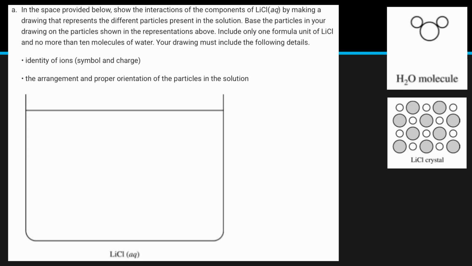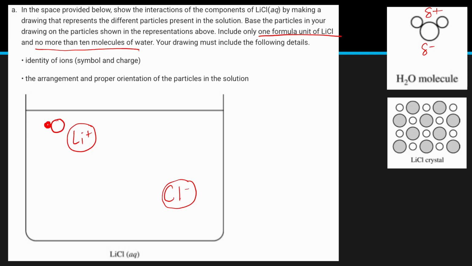So I know I have 1 formula unit of LiCl, which means when dissolved, I have 1 lithium plus ion and I have 1 chloride minus ion. Now it wants me to draw no more than 10 molecules of water. I think 3 molecules of water on each ion is sufficient to answer the question. So because oxygen is more electronegative, that is my partial negative end, and my hydrogens will assume the partial positive end of the dipole. So with lithium, since it's positive, the oxygen will be closer to the lithium ion. So I'm just going to draw 3 of those to get my point across.